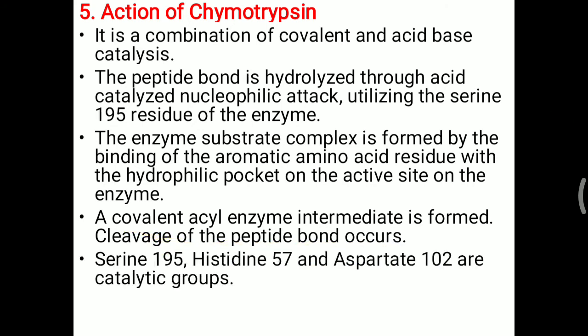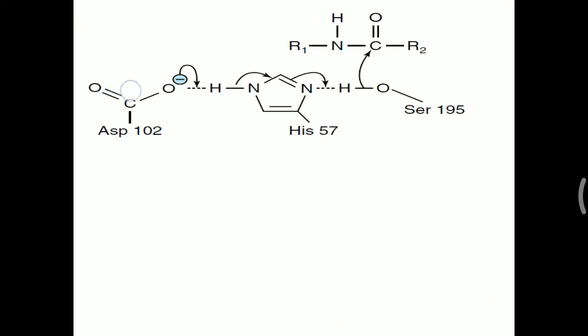So serine at position 195, histidine at position 57, and aspartate at position 102 are basically working as a catalytic group for the activity of chymotrypsin. In the picture you can see aspartic acid 102, histidine 57 and serine 195. So these three are the particular amino acids present over this chymotrypsin, over which the particular protein is attached. Mostly this aromatic amino acid is metabolized by this chymotrypsin.